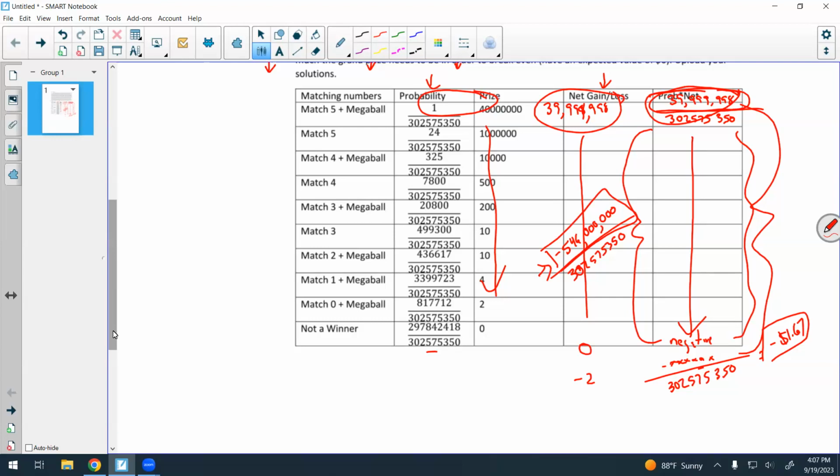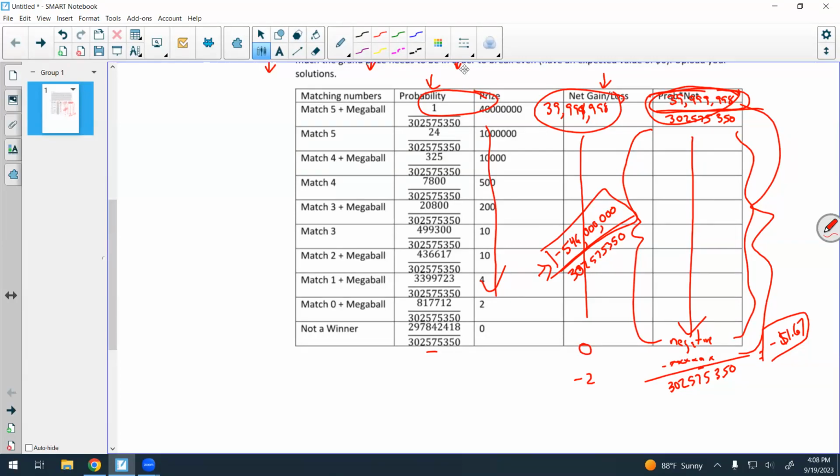Which basically means, mathematically speaking, the only time to play the lottery or the Mega Ball is when the prize is over $546 million, which it currently is actually. Any questions on how this works? That's all I need you to do.